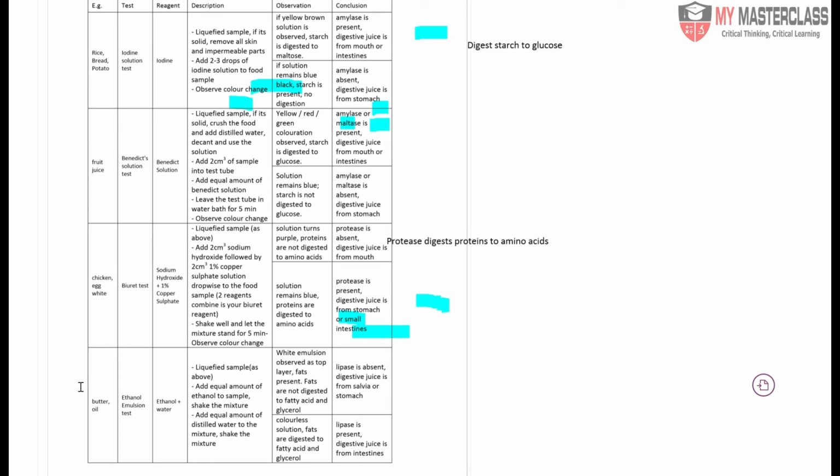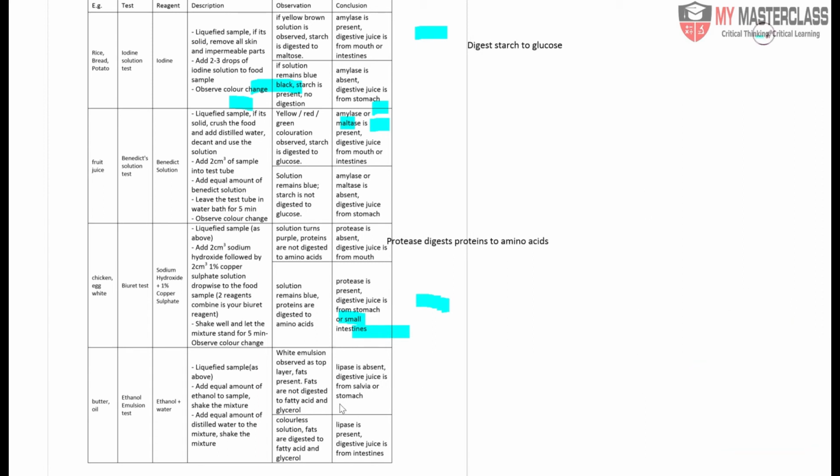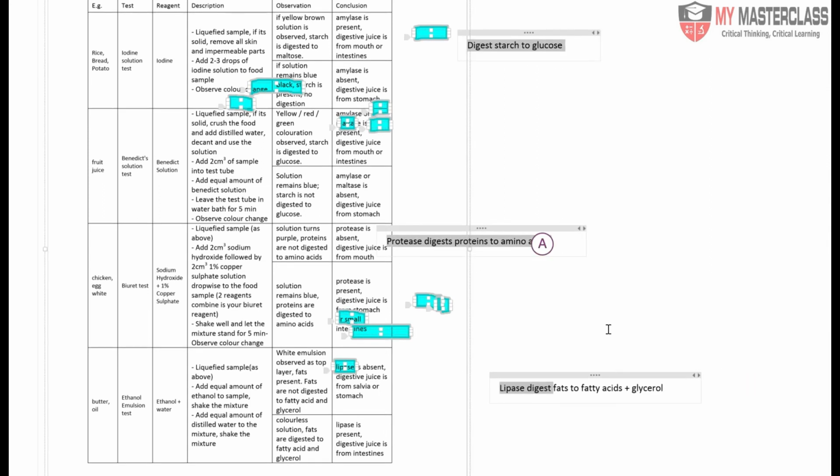The last one we are looking at is oil, so we will be using the emulsion test. Over here, the purpose of the emulsion test is to test for fats. If the lipase enzyme is present, lipase will digest the fats to fatty acids and glycerol. We will see the digestion component in the later part of it. So it will digest to fatty acids and glycerol.